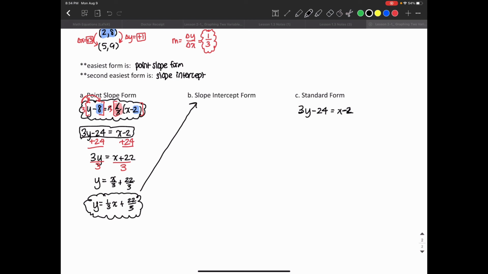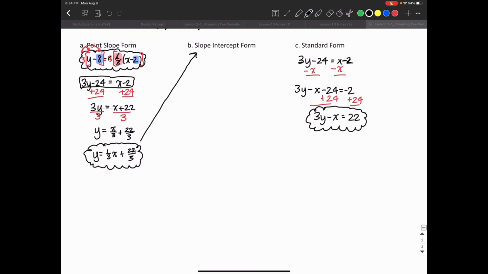And then just to get my x's and y's on the same side and my constants on the other to make it standard form, I'm going to subtract x on both sides. I'll get 3y minus x minus 24 is equal to negative 2. Then I just add 24 on both sides. And I get 3y minus x is equal to 22. When I'm writing standard form, the only thing I need to keep in mind is I cannot have fractions. I have no fraction coefficients here. This is my standard form, and I'm done.